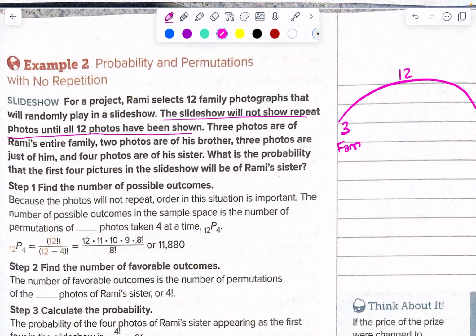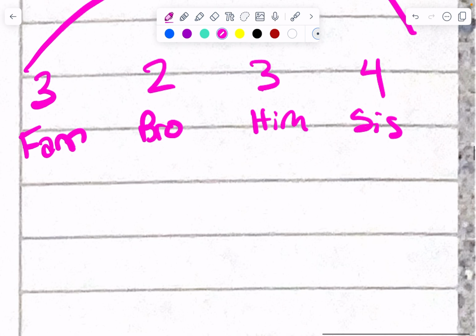3 photos are of the entire family. 2 photos are of the brother. 3 photos are of just him, and 4 photos are of the sister. Okay, so that's the breakdown of photos. Those add up to be 12. Okay, what is the probability that the first 4 pictures in the slideshow will be of Rami's sister?